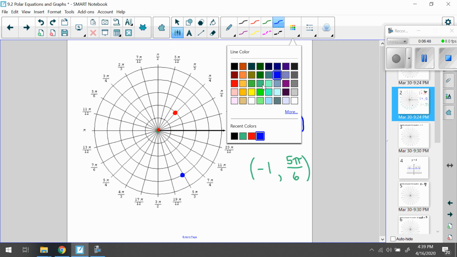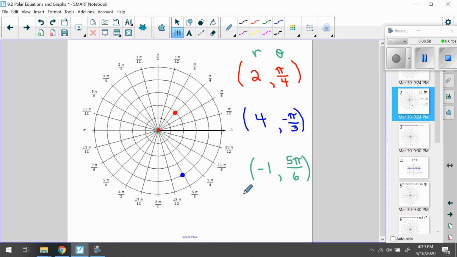And then the next one, negative 1, 5 pi over 6. Since the angle is positive, I'll go to the left, counterclockwise like usual. So 5 pi over 6 is over here. Normally I would go this direction, but since r is negative, keep in mind from that lesson we did that we go backwards. So I'm going to go this direction and put that point right here. So again, this is really just review, other than now we're putting it on a polar grid rather than graphing by hand like we were doing a few days ago.